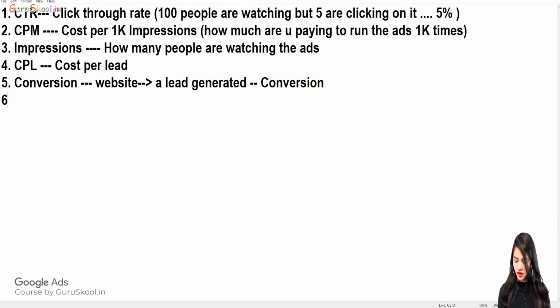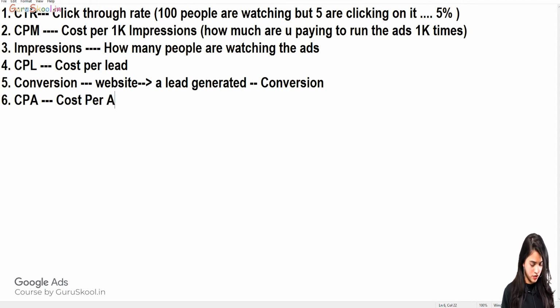Now the next, sixth point is CPA. That means cost per acquisition, which means the cost you are paying to Google to acquire a customer. What is the cost to acquire a customer? That's called cost per acquisition. That's the CPA term. That's not a big deal, it's a common one, and not lengthy or rocket science, so we can't spend so much time on it. Let's move to the next one.